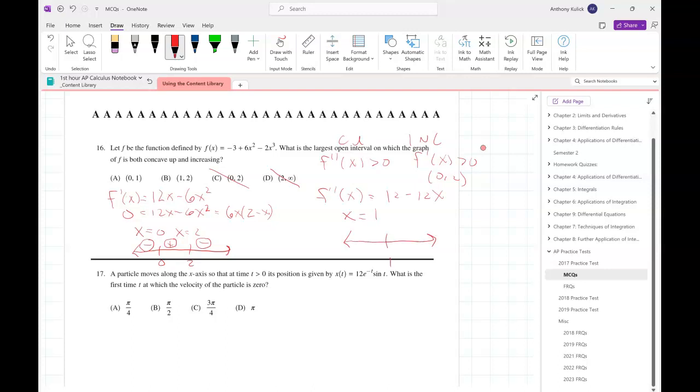So if I pick a test value, if I pick something less than 1, say 0, I get 12 minus 0, so that's positive. And then if I pick something greater than 1, say 2, that's going to be 12 minus 24, that's negative. So here we're concave down from -infinity up to 1. The overlap of those two happens between 1 and 2. I'm sorry, that's not right. Between 0 and 1.